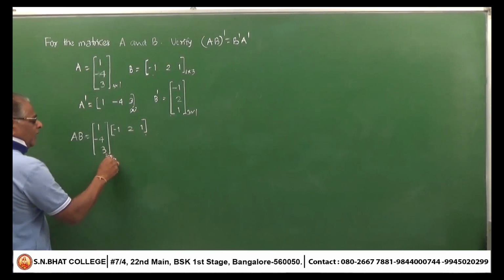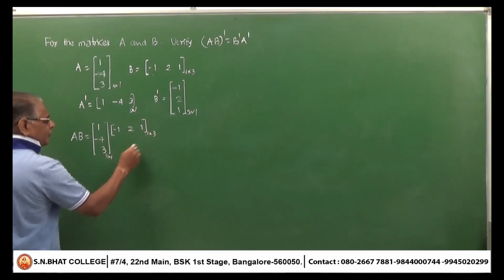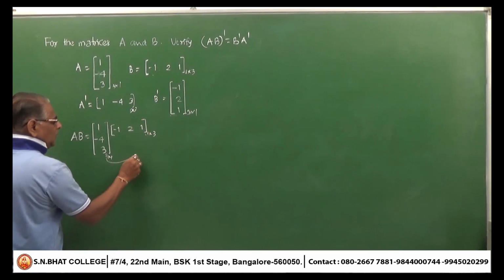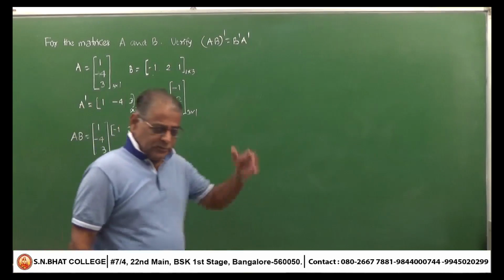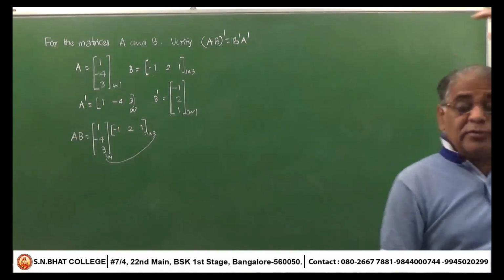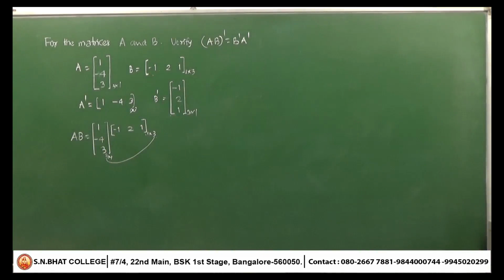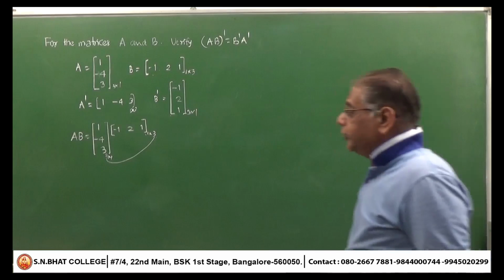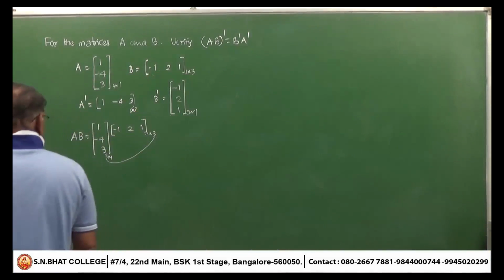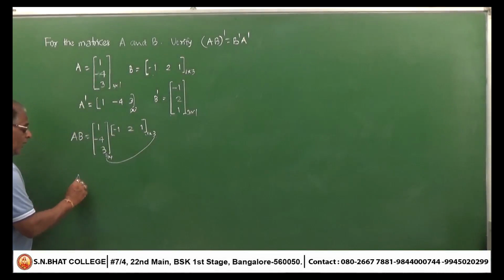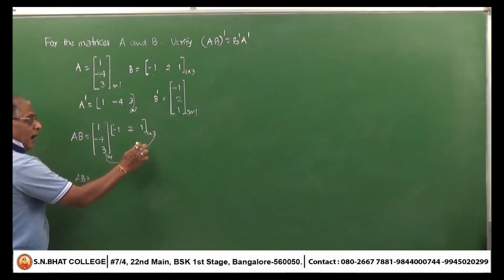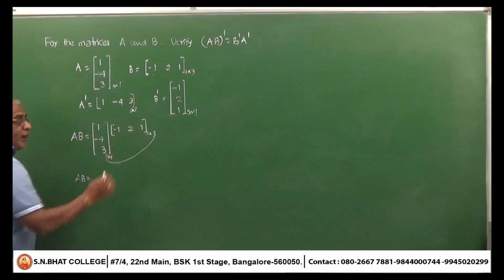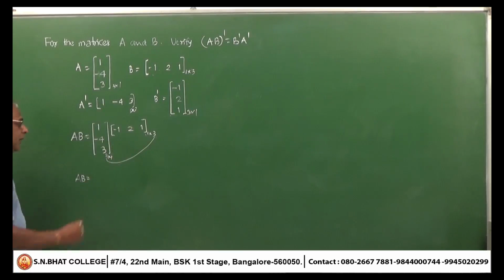This is 3 cross 1. This is 1 cross 3. After multiplying you get a 3 cross 3 matrix. First one is 3 cross 1, 3 rows, 1 column. B is 1 row, 3 columns. You should get 3 rows, 3 columns. You should be very careful. While multiplying any two matrices, please write the order and you should know what the order is after multiplication.